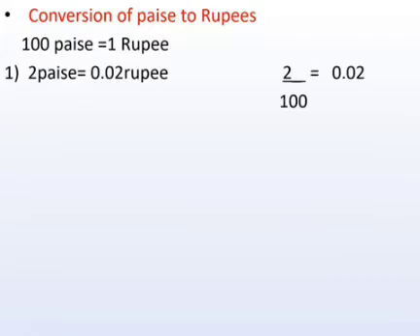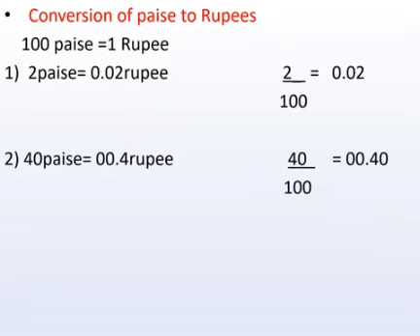Now let us learn how to convert paise to rupees. So first of all, we should know that 100 paise is equal to 1 rupee. The first question is 2 paise. We need to convert it into rupee. 2 divided by 100. So in the previous chapter, you have learnt about decimals, right? First, you write the numerator as it is, 2, and put the zeros to the left side. And now you see in 100, we have 2 zeros. So leave 2 numbers from the right side and keep the decimal point. So the answer is 0.02 rupee.